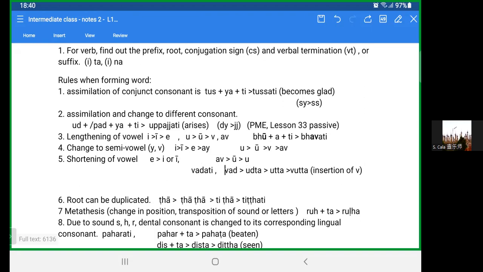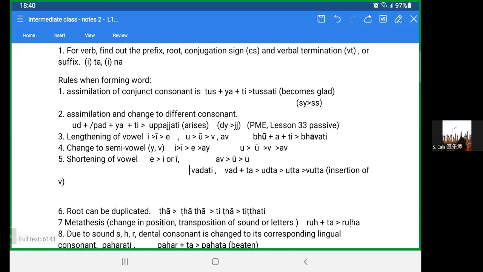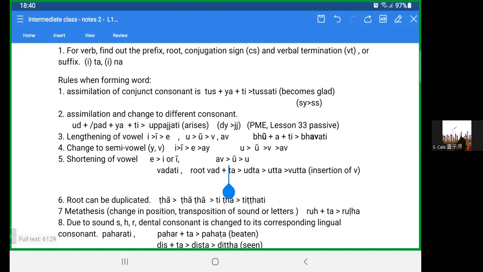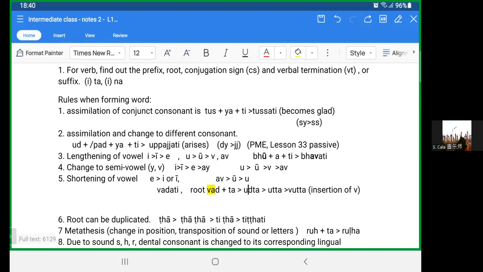Because the root is VAD. The root VAD plus the suffix ta. Then we combine them, and the VA changes to U. So this is shortening of the vowel. The sound becomes shorter and shorter. From the V, it changed to U. Or you can call it a change from semi-vowel to vowel. Maybe shortening, semi-vowel to vowel.